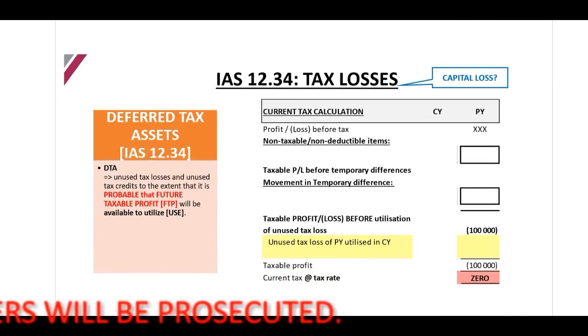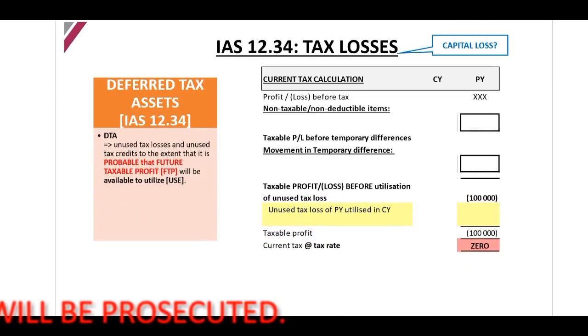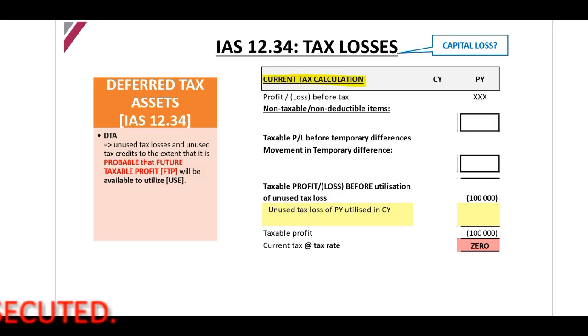Now first, what is a tax loss? If you look at our current tax calculation template, which we've covered in our previous lecture, remember this is our calculation. You will start with your profit or loss before tax, in terms of your accounting rules. You will have to take out your accounting rules and include your tax rules and calculate your taxable profit or loss.